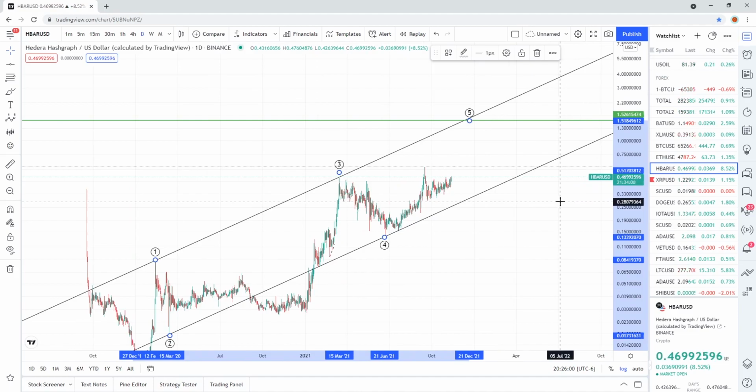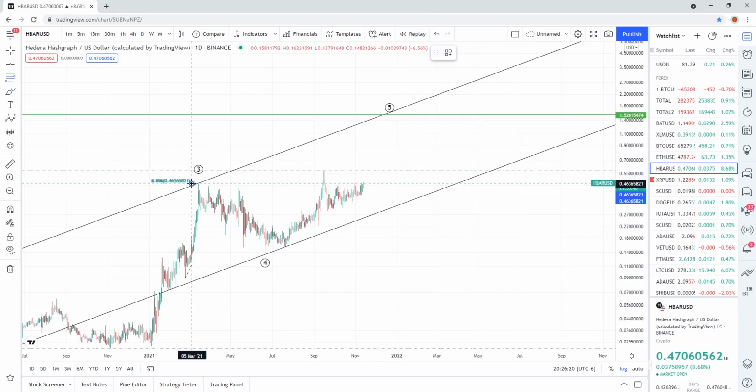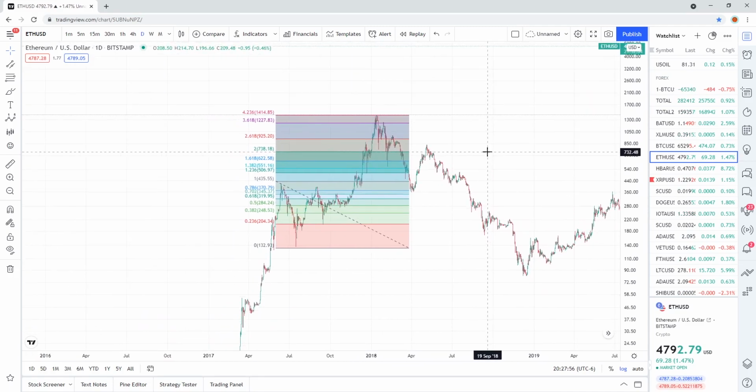Usually in these crypto markets, these final moves tend to be explosive, and you get this blow off top followed by a very vicious crash into a bear market. Also, that upper trend line is going to be that 4.236 extension, which is also around $1.50. This 4.236 level is a very key level that cryptos seem to top at.